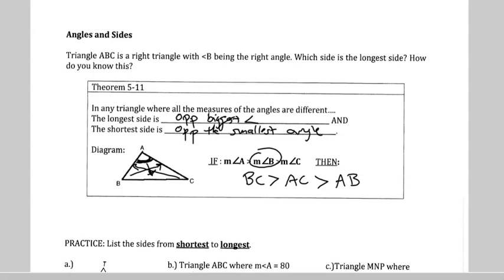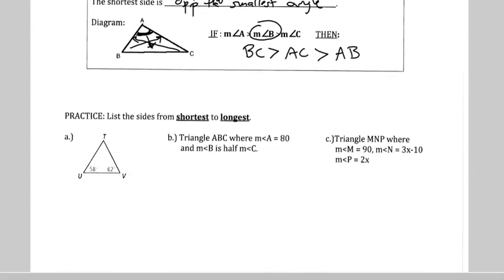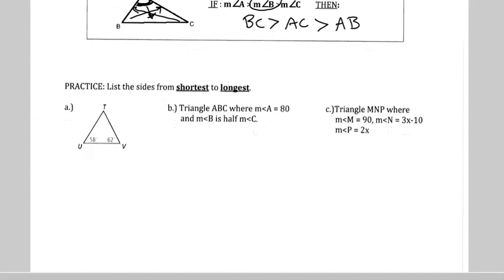Okay, so let's take a look at this. If we were trying to figure out the sides from shortest to longest, how would we do this? Well, here we only have two angles. Let's figure out what the third angle is. 180 minus 58 minus 62. And that gives me 60 degrees left over.